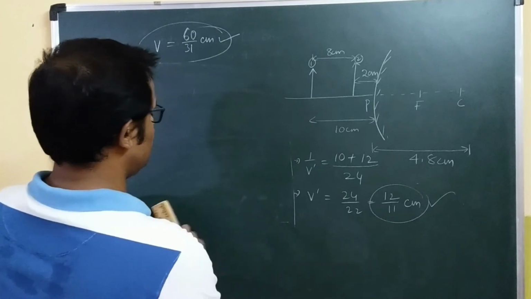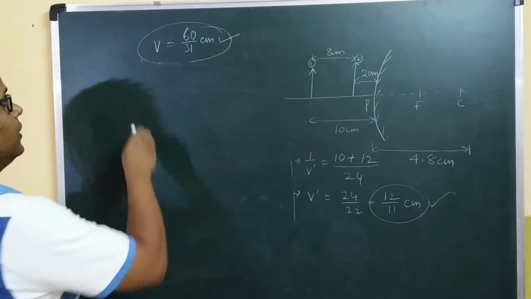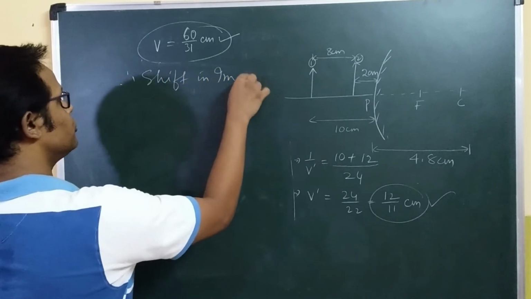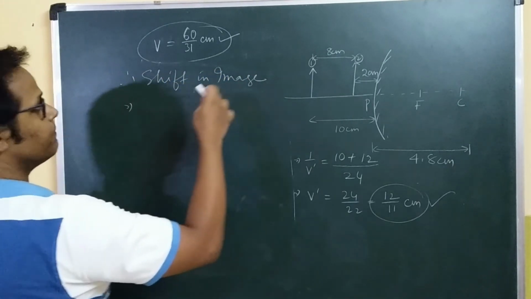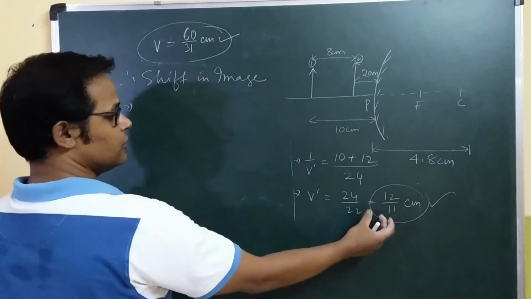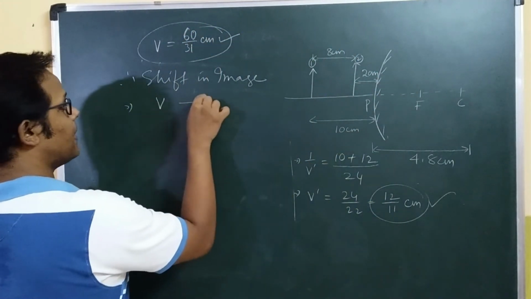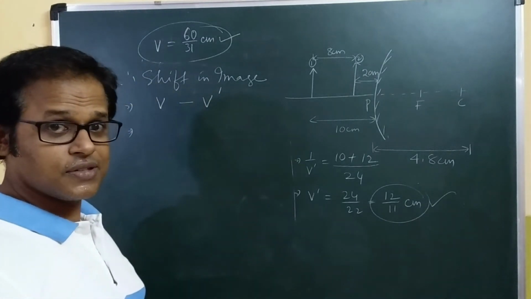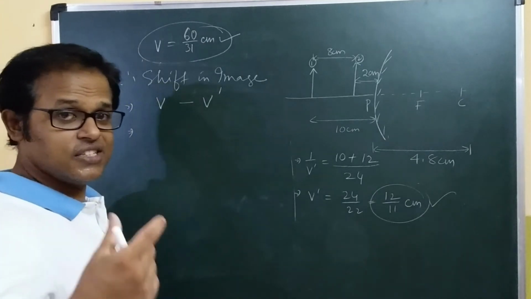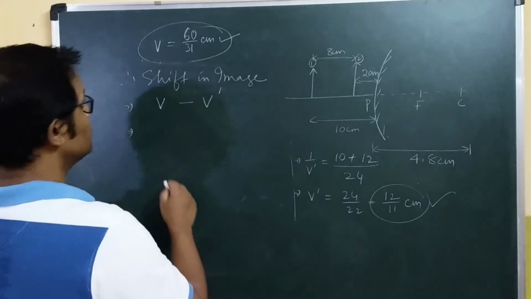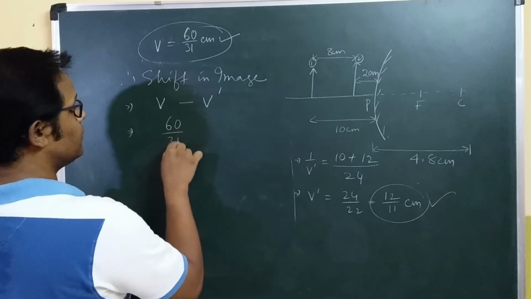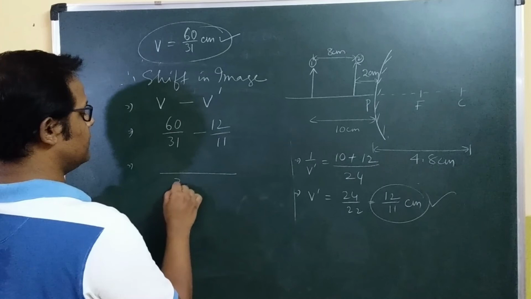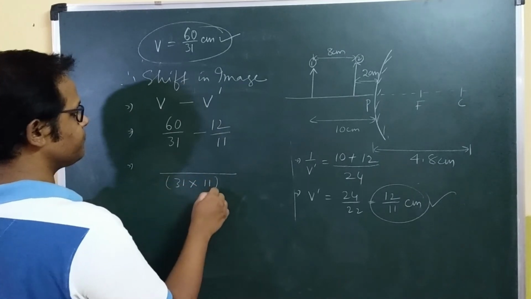Find the shift in the image. Alright. Hence, the shift in the image will be, this was a larger distance, V, this is a bit shorter, V minus V prime. My dear students, nothing to bother about the sign conventions, okay? You need to only find the change in the shifting of the image. So V is 60 by 31 and that is 12 by 11. So you can go for the LCM, 31 into 11 over here.